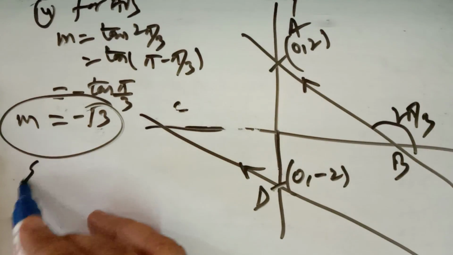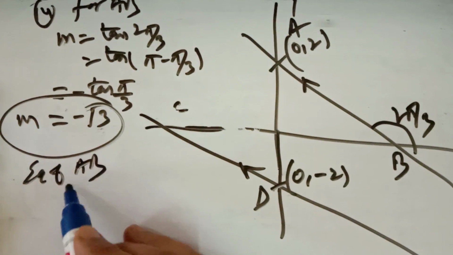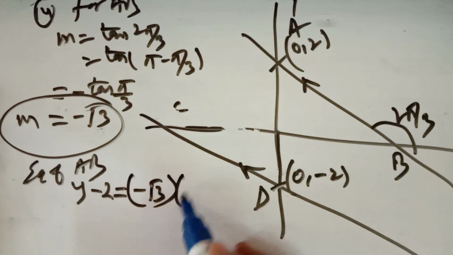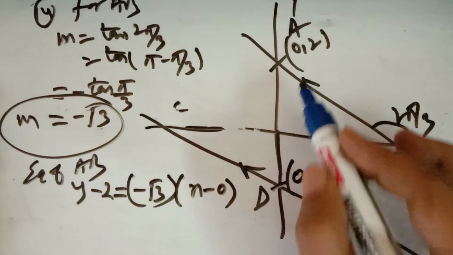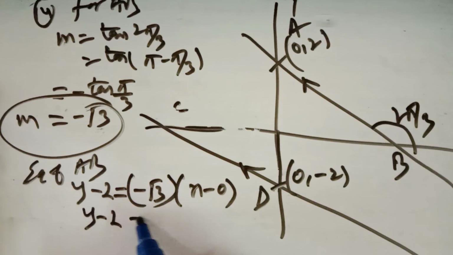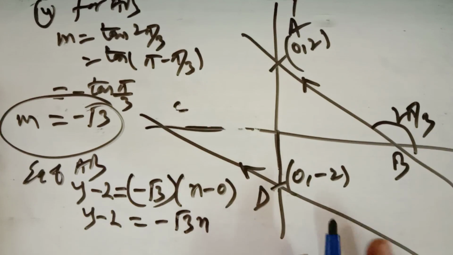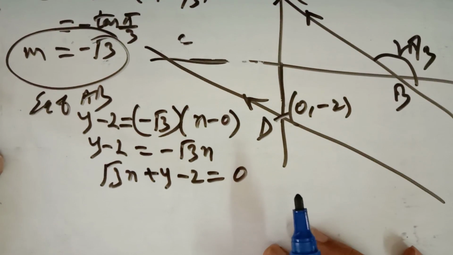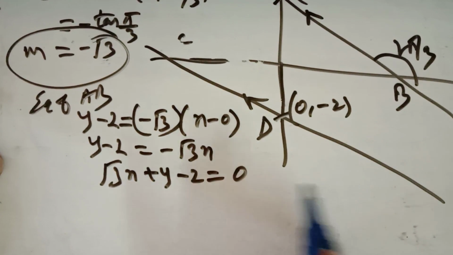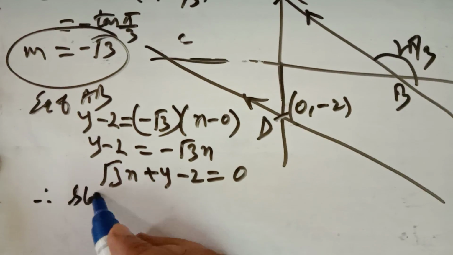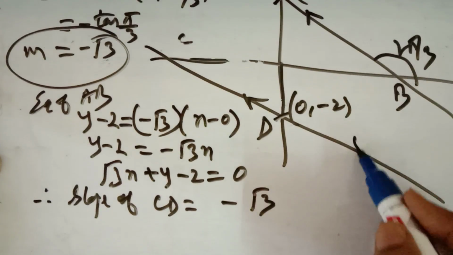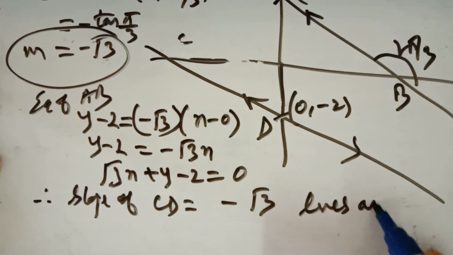Now you can easily find the equation of AB as y minus y1 equals m times (x minus x1), where m is minus root 3 and x1 is 0. So y minus 2 equals minus root 3 x, which comes out to be root 3 x plus y minus 2 equals 0. This is the equation of the line AB. Now similarly you can find the equation of the line CD. The slope of CD is also minus root 3 because the lines are parallel.